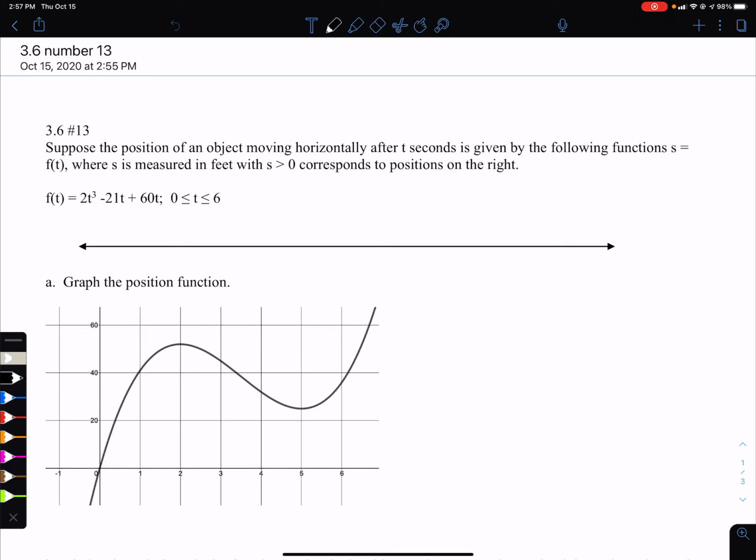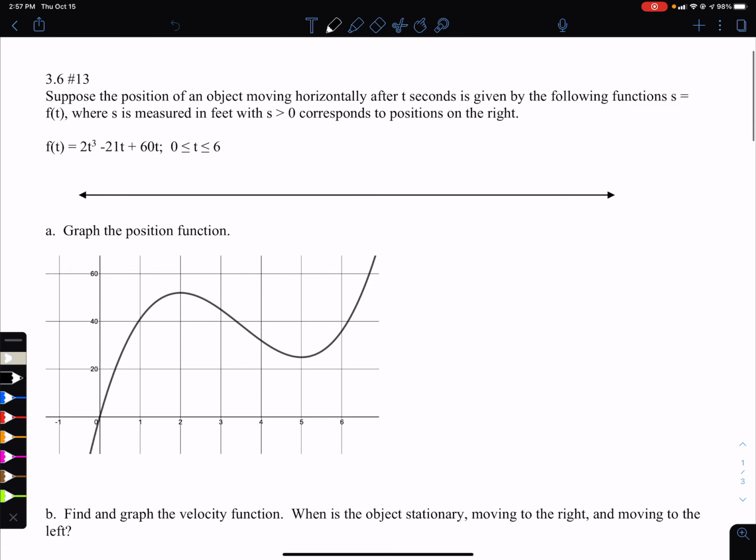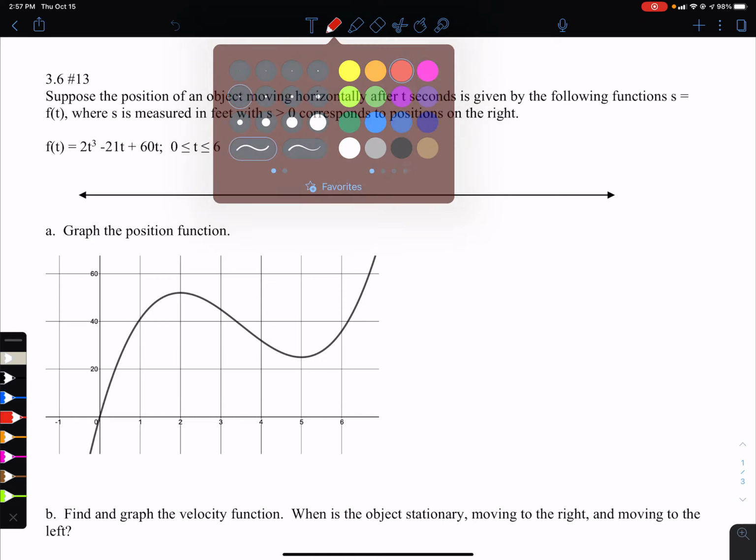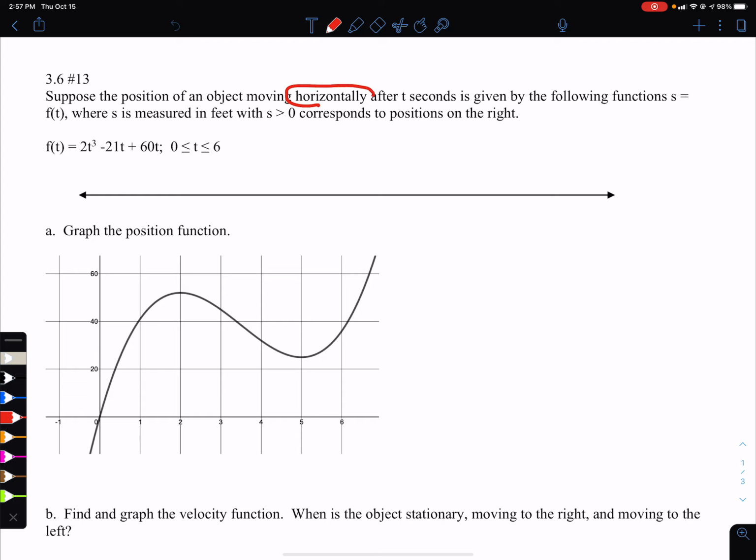We are doing an in-depth look at problem number 13 from section 3.6. It says, suppose the position of an object moving horizontally after t seconds is given by the following function. So the first key is moving horizontally. That's why I have the horizontal line here. And the time is in seconds. So I'm going to note that here.